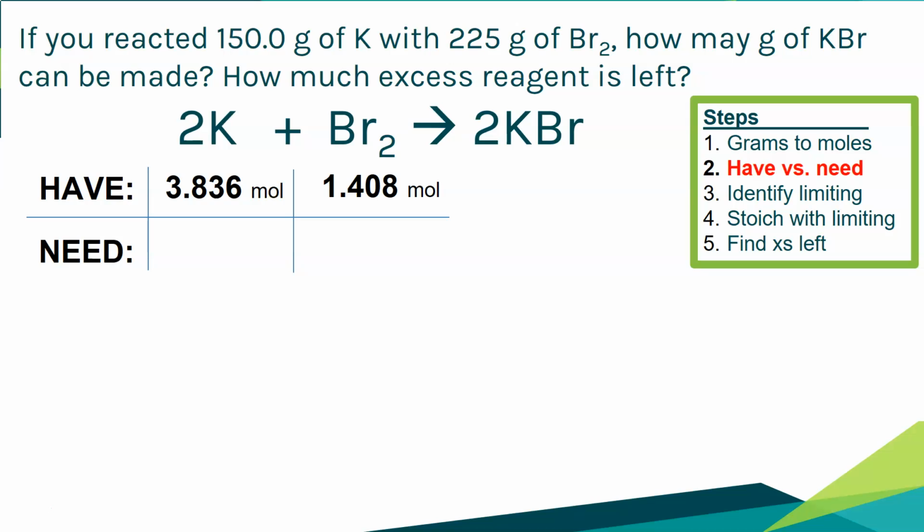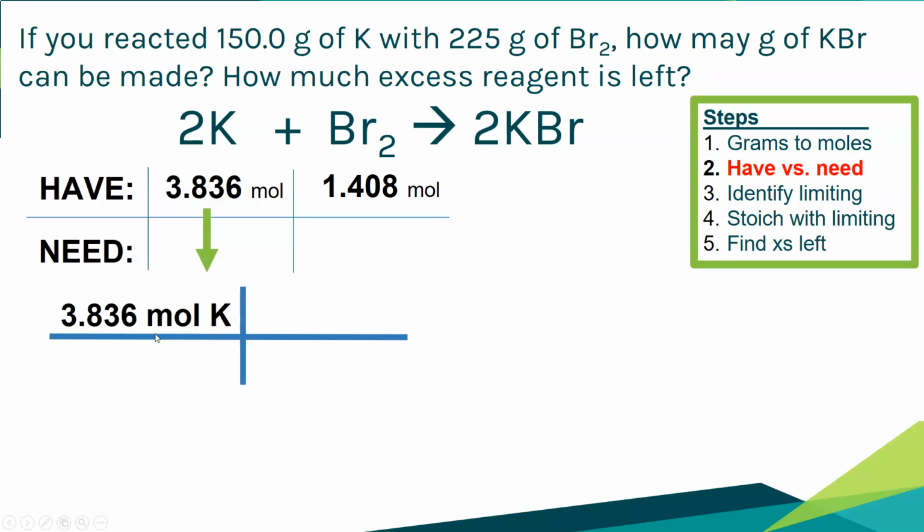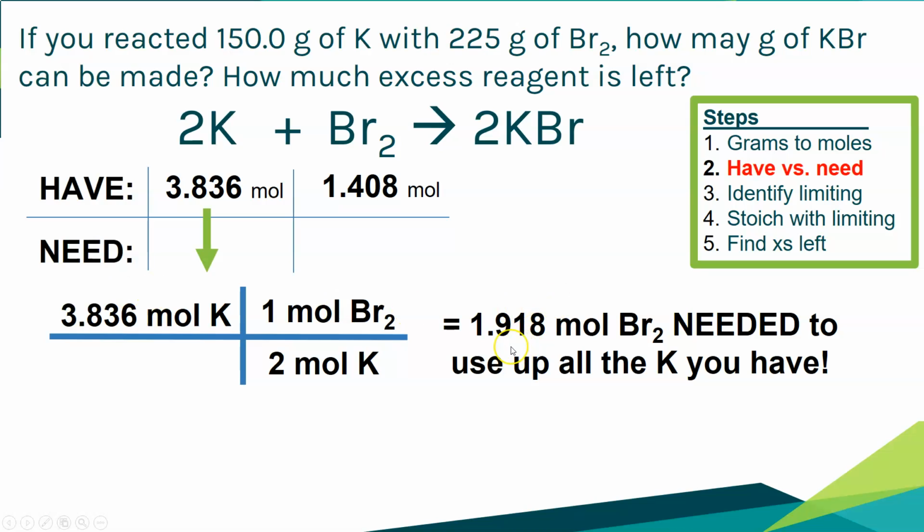Now what I'm going to do is a molar conversion, right? A little bit of stoichiometry. I'm going to convert from one of my starting values and figure out how much of the other I needed. You could start with potassium or you could start with bromine. It does not matter. I'm just going to start with the potassium. If I use this much potassium, how much bromine would I need to use it all up? Now it's time for my mole ratio. So there's 1 mole of bromine for every 2 moles of potassium. So if I wanted to use all of this potassium, I would need 1.918 moles of bromine.